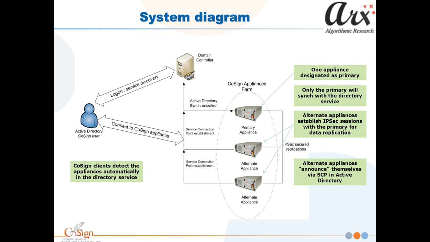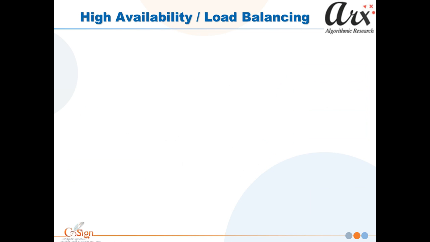As you can see, your CoSign Client, the software installed on the end user's machine, detects the appliances automatically in the directory service. And the SCP also tells the client the status of that appliance, whether it's up or down. Okay. So let's look a little further into high availability and load balancing.